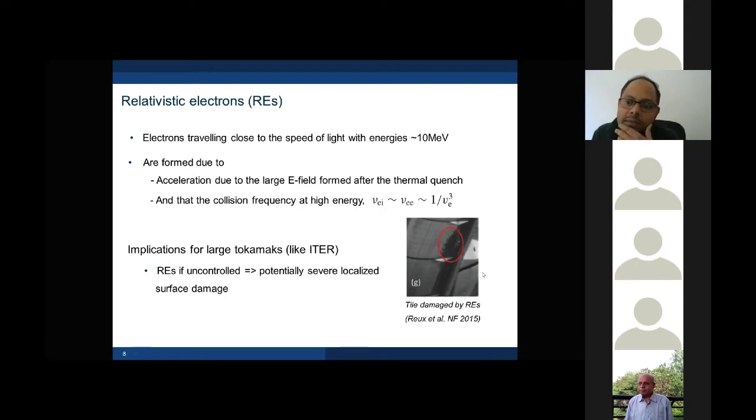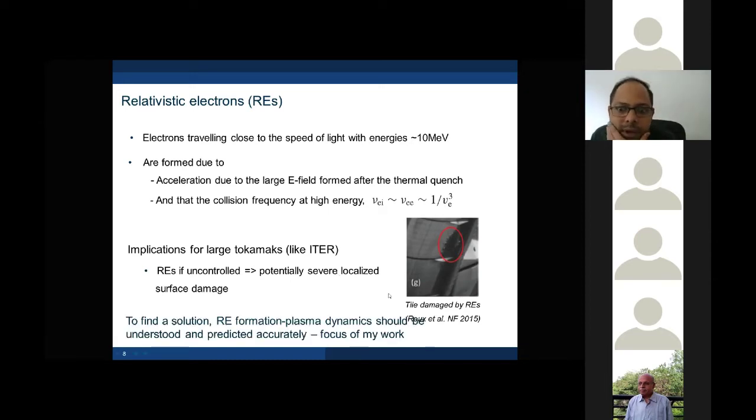Already in the existing machines, we see severe damage of surrounding structures, and in machines like ITER, this is not tolerable because the environment would be nuclear, and one cannot really go and replace this, and replacing would take an enormous amount of time, such downtimes are not allowed in power plant situations. So this has to be really solved, and to solve this issue, one has to understand the physics or dynamics of how it is formed and how it interacts with instabilities in the plasma.